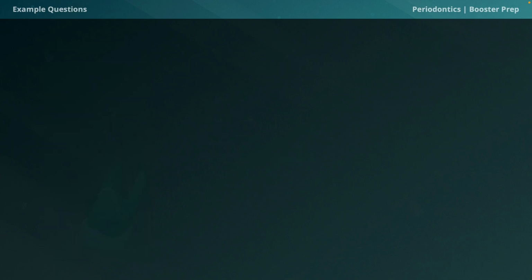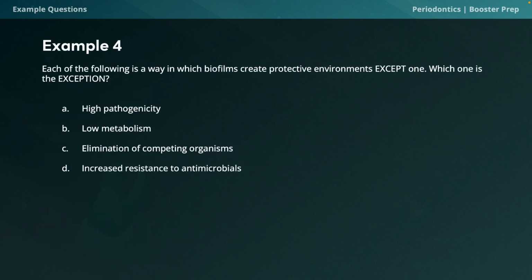Moving on to our last question, each of the following is a way in which biofilms create protective environments except one. Which one is the exception? Please pause the video, read through the answer choices, and when you're ready, hit resume. So this answer is A, high pathogenicity. That is not a protective mechanism of biofilms. It refers to the ability of microorganisms to cause disease, not necessarily its ability to survive in a protective environment.